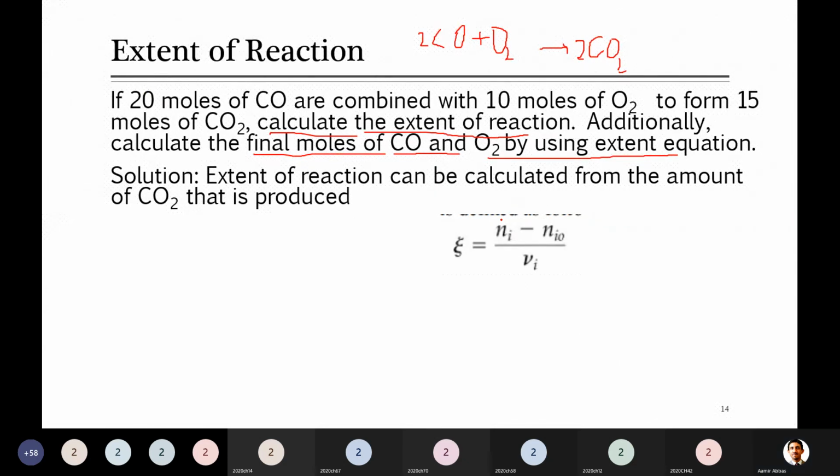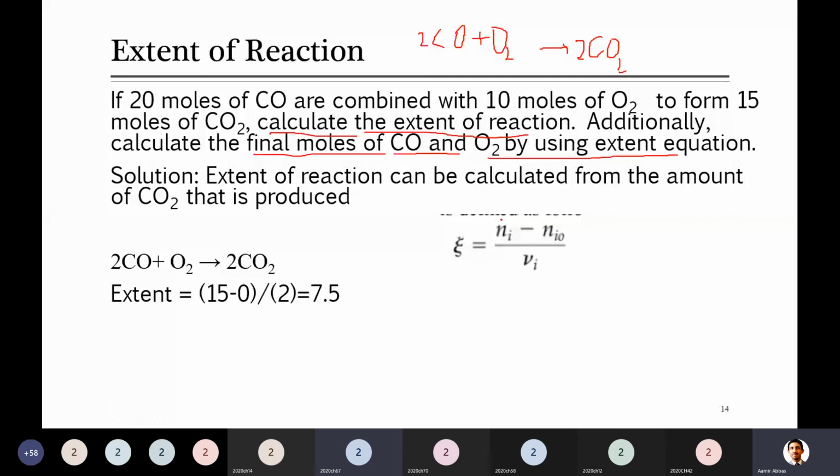Guys, it is given in the question. Please read the question. 15. Yes, I have 15 moles of CO2 at the moment, because it is said that CO and oxygen react and they are producing 15 moles of CO2. Next, what were the initial moles of CO2 when the reaction started?